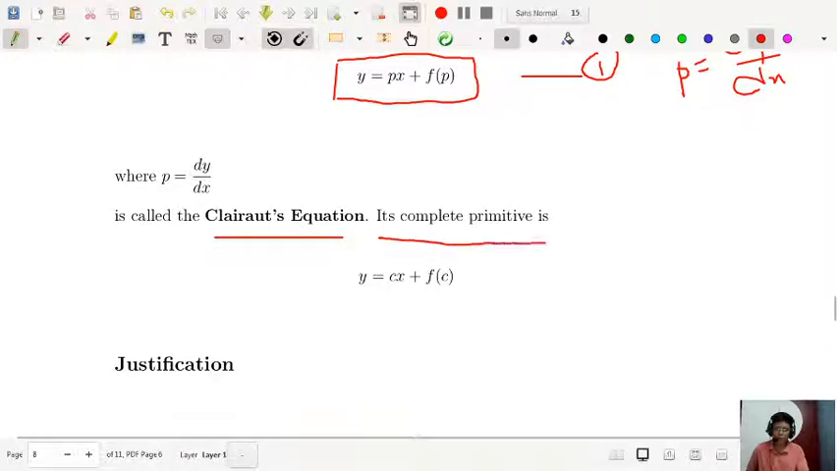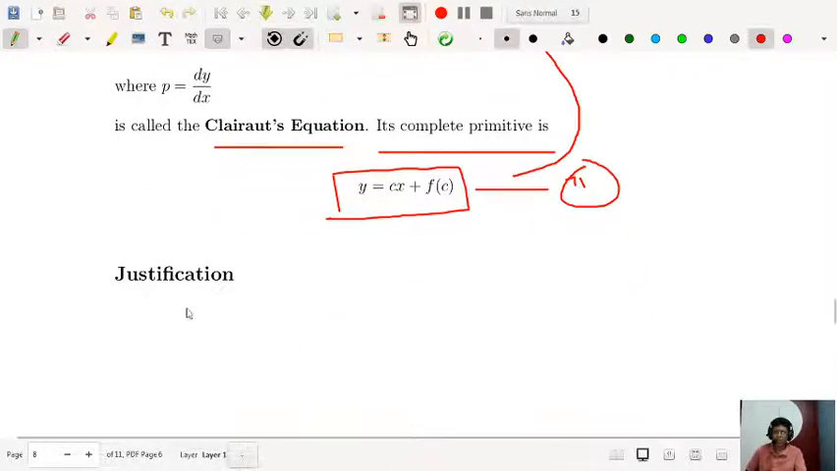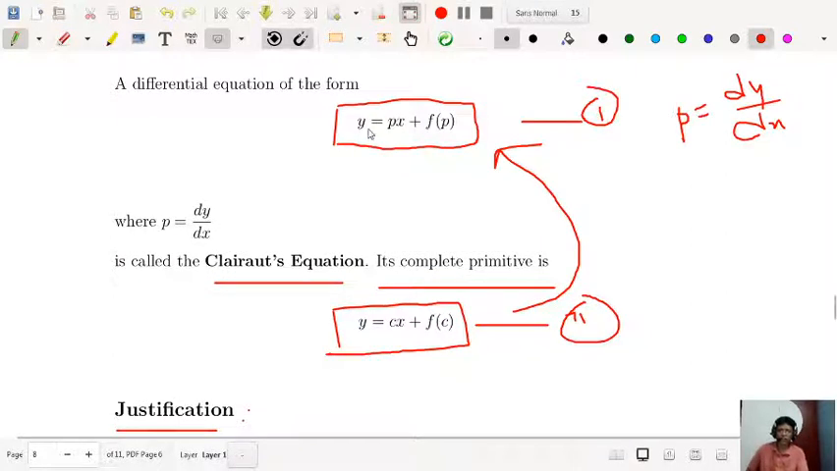Its complete primitive, its complete solution, is y = cx + f(c). This is equation 2. Look at that, your p is replaced by c. Then you get the general solution. Let us have the justification. Let us prove that. So what is your equation? y = px + f(p), and this is known as Clairaut's equation.